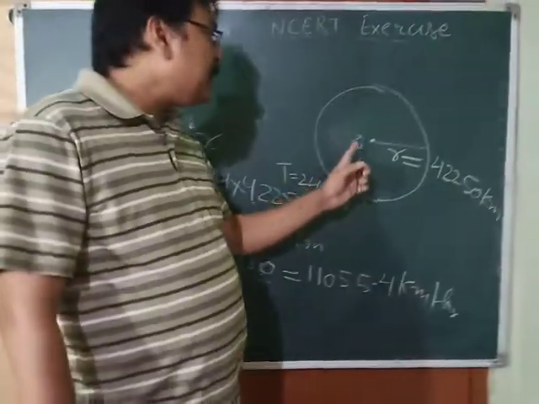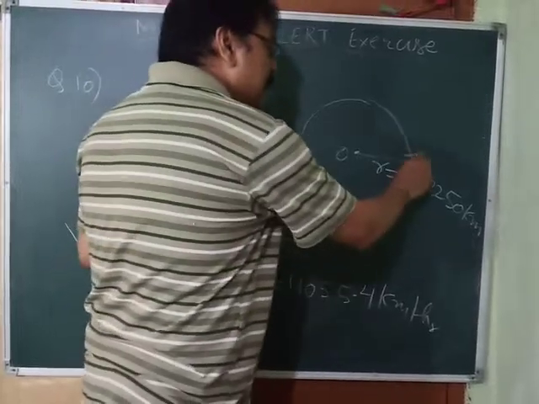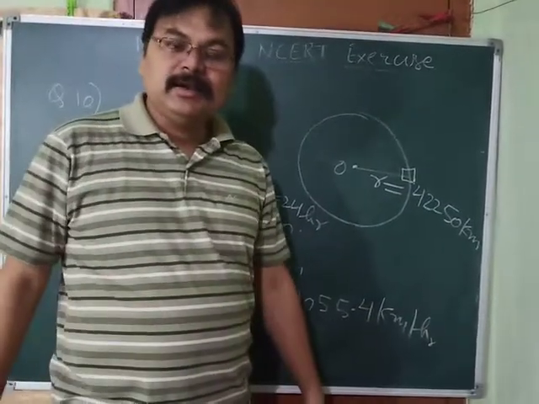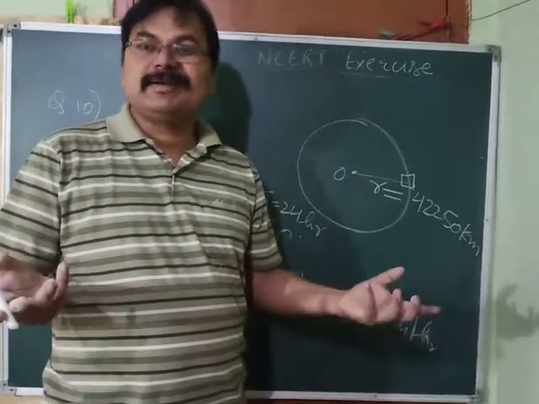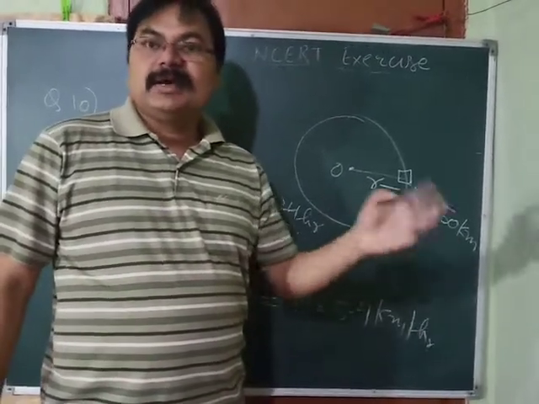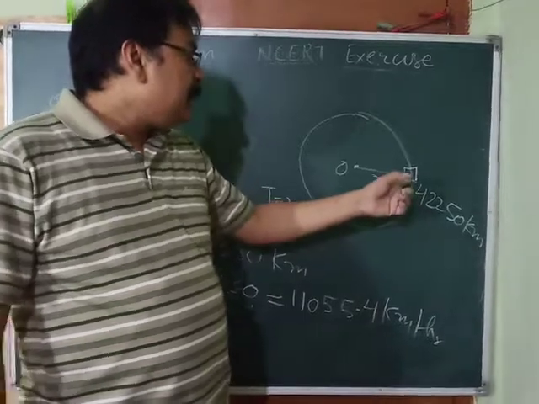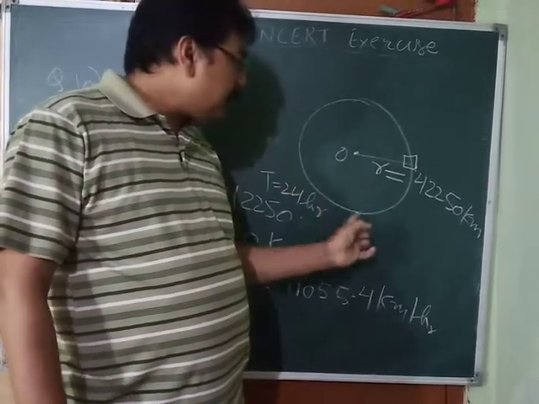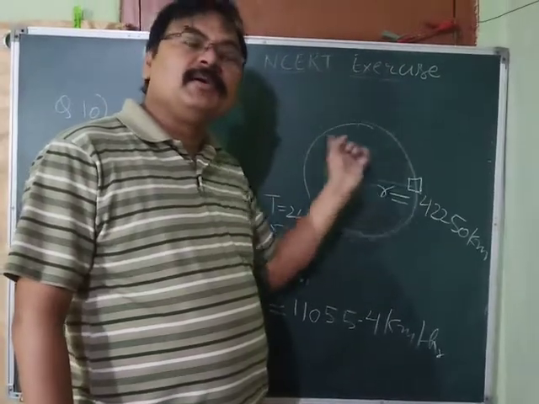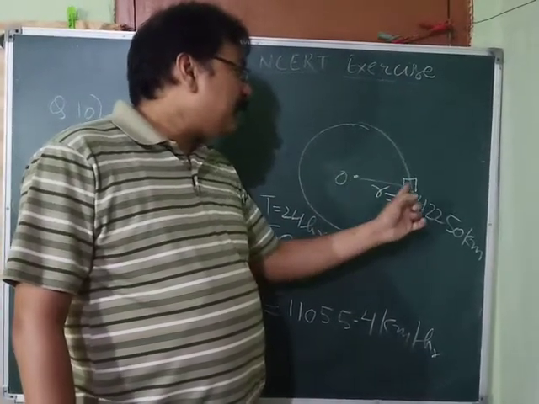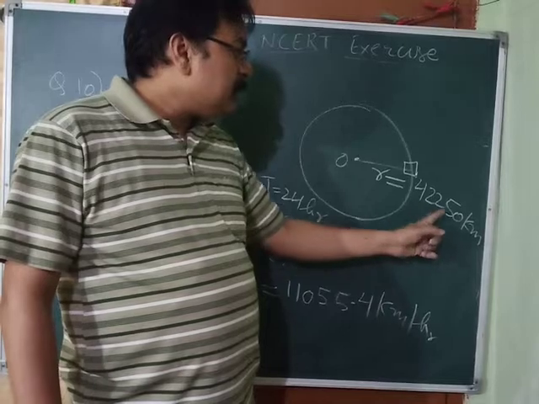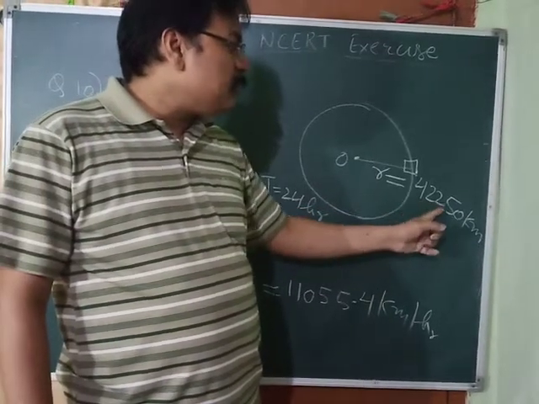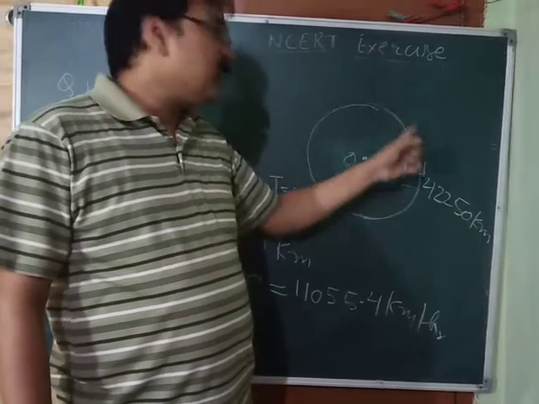In question number 10, it is given that a satellite is there. A satellite, you know, revolves around the earth. The Moon is a natural satellite and human beings are sending different satellites. ISRO, NASA, they all are sending satellites. They are saying that the radius of the orbit of the satellite, orbit meaning the path on which the satellite is revolving around the earth, is 42,250 kilometer.